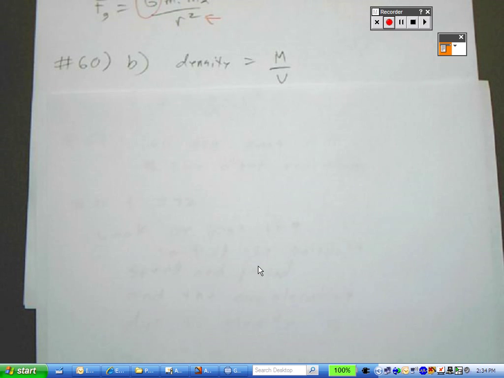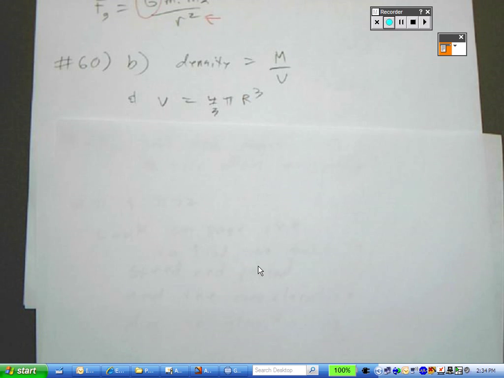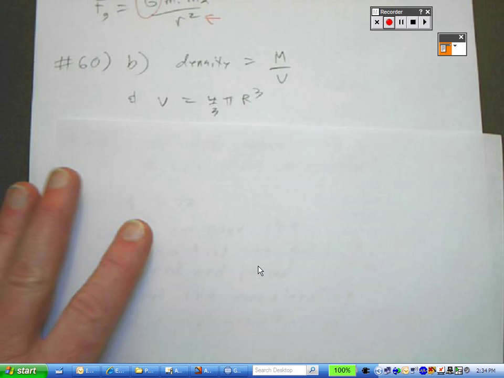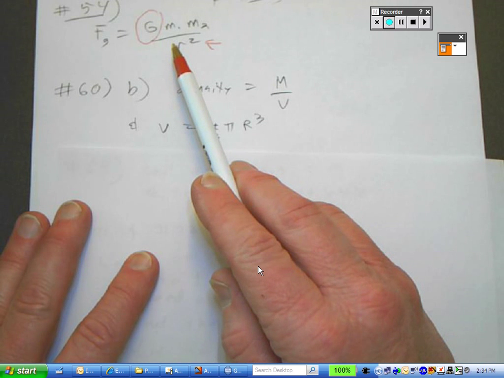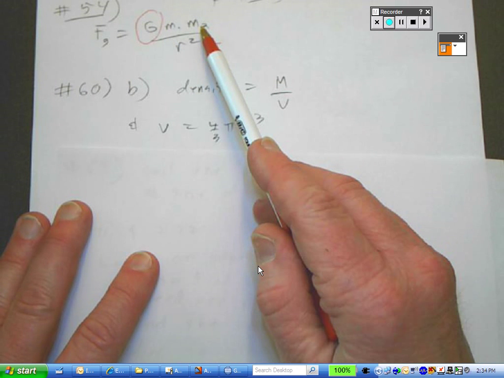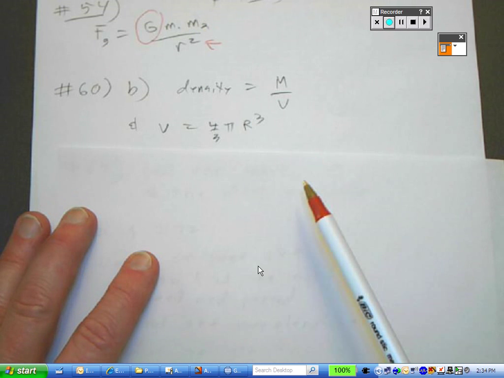Number 60 is about a 1 kilogram mass, weighs 9.8 newtons on Earth's surface, and they give the radius of the Earth. Calculate the mass of the Earth. And for part B, you are going to calculate the density of the Earth. So a couple things to look at. Certainly, on the first part, if you have a 1 kilogram mass, and you know the weight, and you know the radius, why not use the very same formula to find the mass of the Earth? The mass of the Earth becomes one of the masses. So part A should be pretty easy to do.